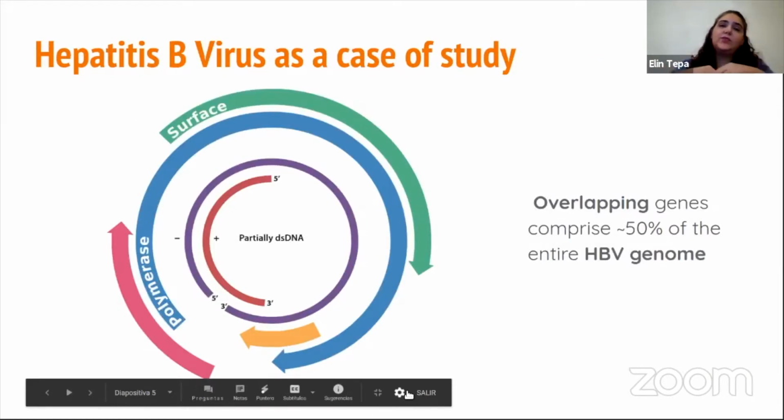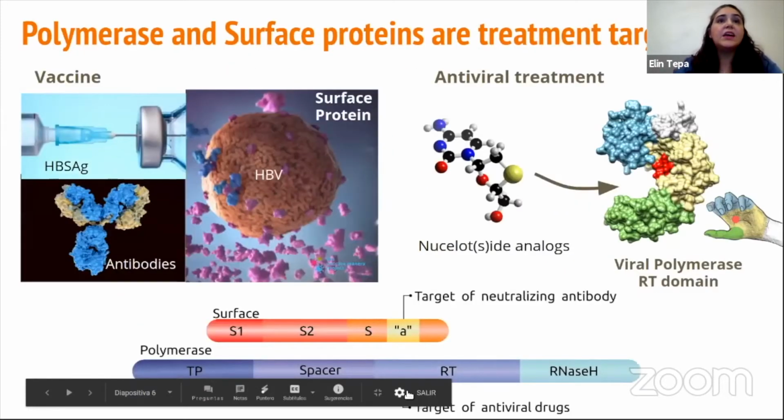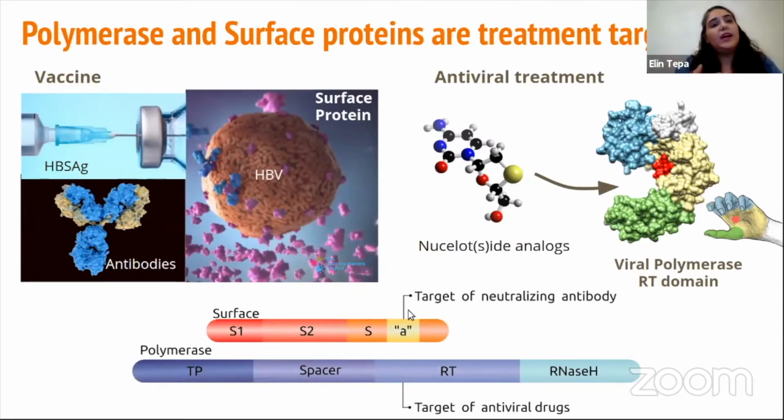So I will explain a new method to detect coevolution using as a case study the hepatitis B virus. This is a good example because all proteins are overlapped with some other, and the overlapping genes comprise almost 50% of the entire HBV genome. In particular, we are interested in 2 proteins, the polymerase and the surface proteins, because both of them are treatment targets. A fragment of the surface proteins is used to produce the vaccine that induces the patient to elicit the antibodies that then will recognize the surface protein of the virus. On the other hand, if a person is infected, there is a treatment with antiviral drugs which target the polymerase. This procedure, the vaccine and antiviral treatment, apply selective pressure on the virus in infected individuals, leading to the generation and accumulation of mutations in both genes because they are overlapped.